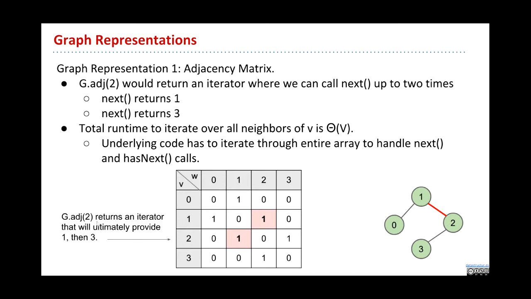Okay? So in other words, g.adj(2), if you iterate over it, it'll give you 1, and then 3, but the total runtime in order to do that would be theta V. That's pretty subtle, and it's something you can maybe think about a little more later. Basically, the underlying code that implements g.adj in an adjacency matrix has to iterate over this whole array. That's basically the proof that overall it would be theta V to look at all of your neighbors, even if you only have 1.